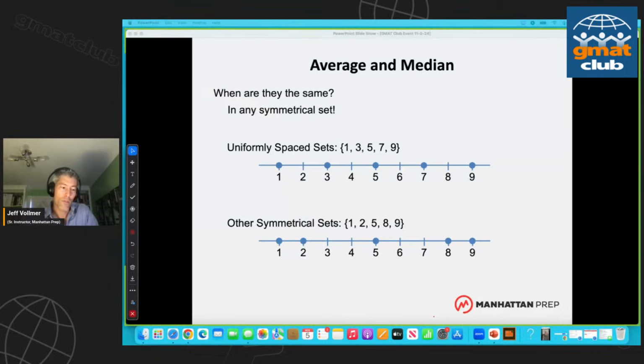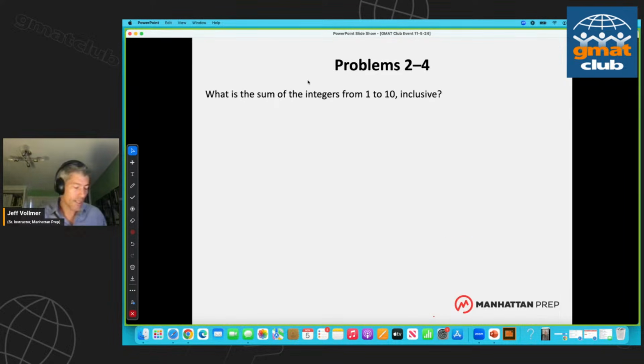All right. So can we use that to our advantage, the average and median being the same thing? Let's look at a quick series of problems where this is useful. Let's take a look at this mini problem. We'll call this problem number 2. There are 3 more on the page. I'd like you to sum up the integers from 1 to 10 and give me an answer in chat. We'll start small here and then build up.